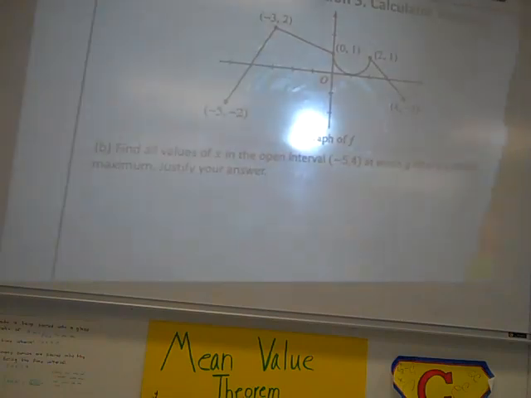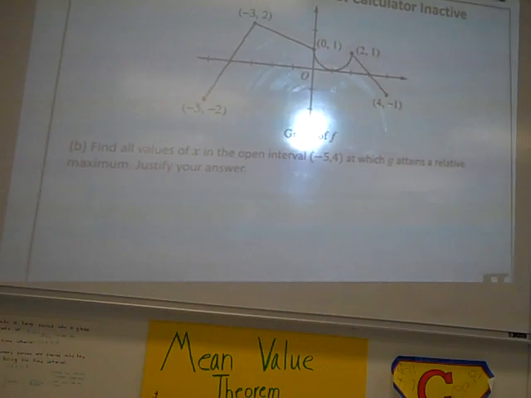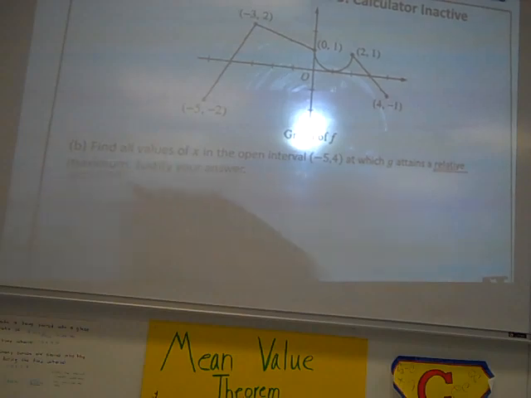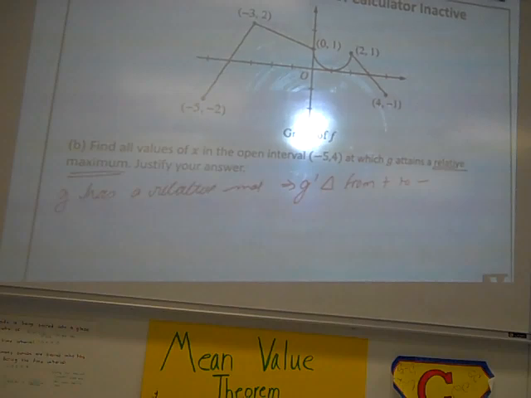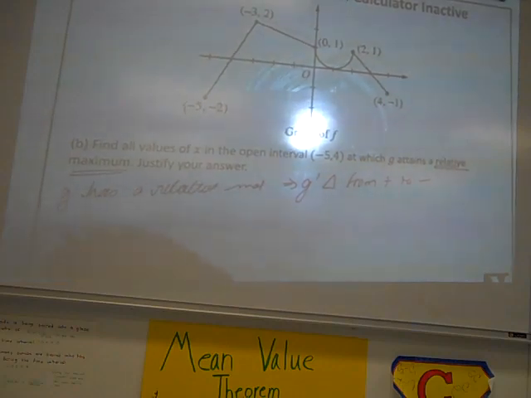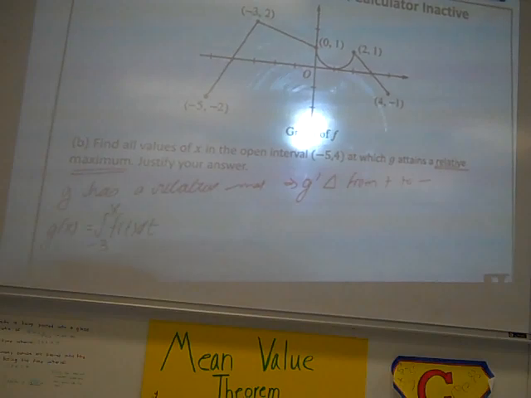All right, let's look at part B. Find all values in which g attains a relative maximum. All right, a relative maximum. What do I know? If g has a relative max, then that means g prime changes from positive to negative. Well, what have we already figured out? We know that g is the integral from -3 to x of f of t dt, and we know that g prime is that derivative.